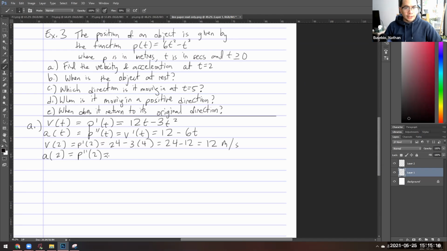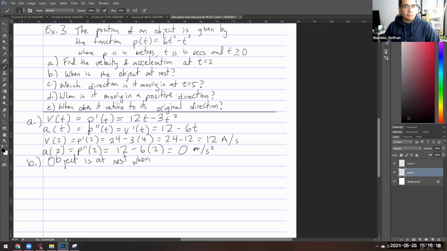To find acceleration, we do something similar. We plug in 12 minus 6 times 2. So it's 0 meters per second squared. The object is moving, but it's moving at a steady speed of 12 meters per second, right? It's not speeding up. It's not slowing down. It's moving at a consistent 12 meters per second.